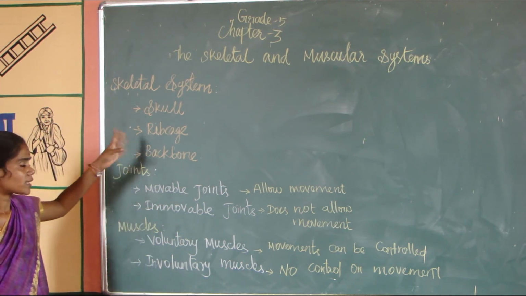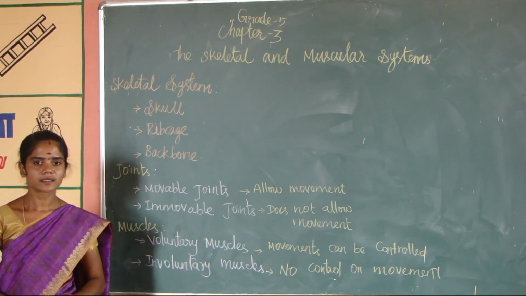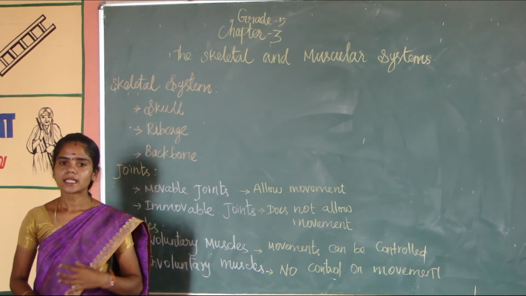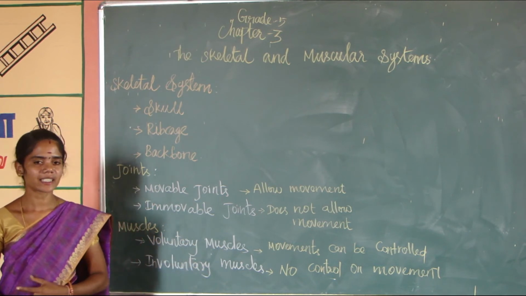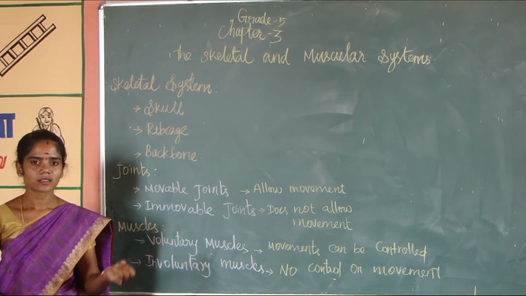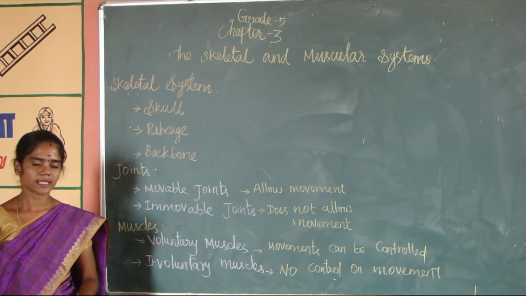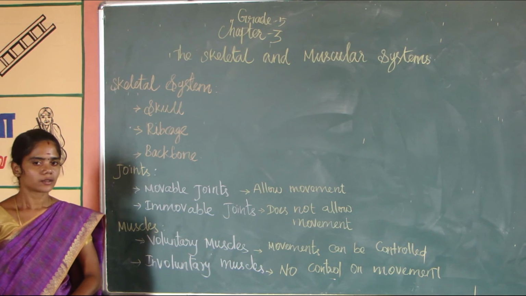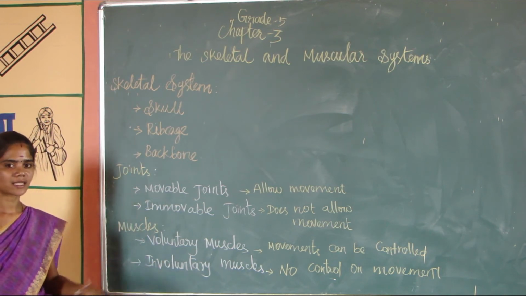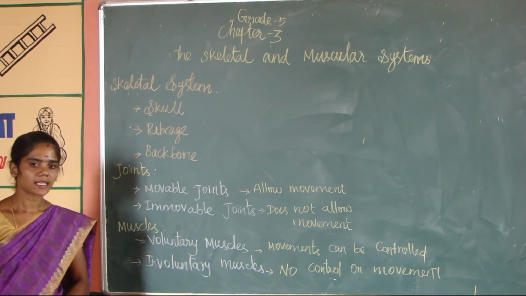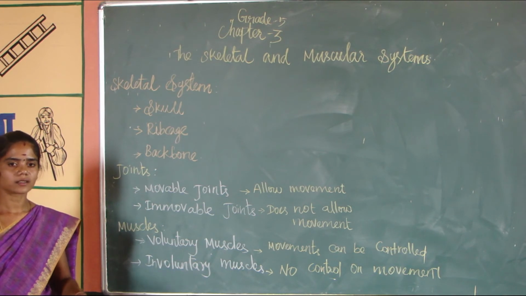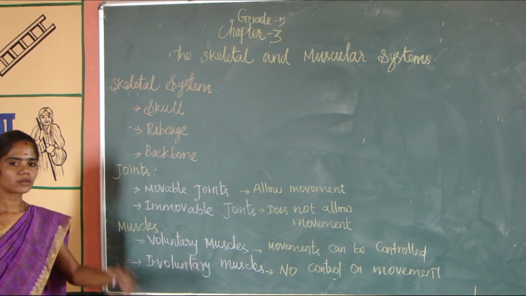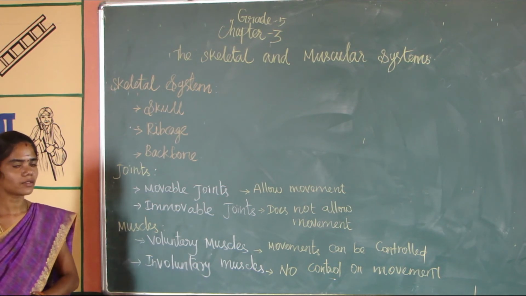In general, what are the uses of the skeleton? It provides the body its shape and it protects the internal organs like the brain, lungs, heart, stomach, etc. And it supports the body. So these are all the functions of the skeleton. And blood cells are produced in the bone marrow.